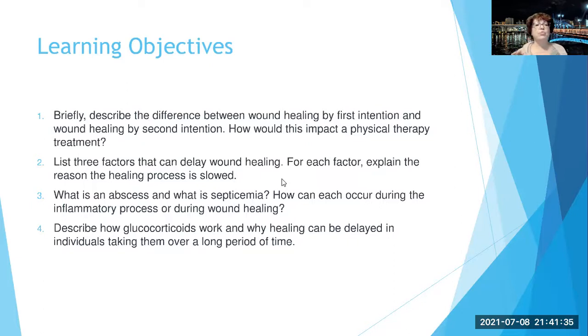I want you to be able to list 3 factors that can delay wound healing, and for each factor, explain the reason why the healing process is slowed. What is an abscess? We talked a little bit about that in the last section. And what is septicemia, and how can each occur during the inflammatory process or during wound healing? And how glucocorticoids work and why healing can be delayed in individuals taking them over a long period of time. So we talked about that in the last section, and it'll carry over into this section.